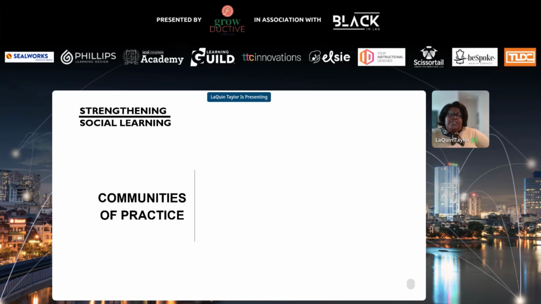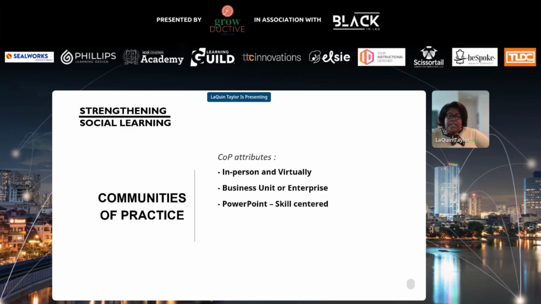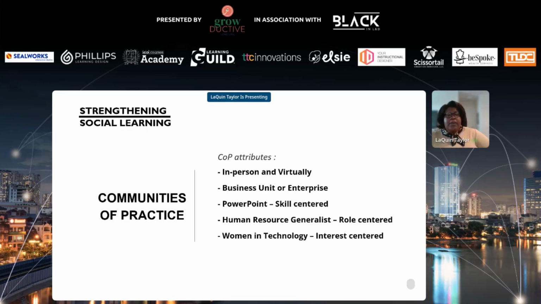And so here are some attributes you might find associated with a COP. They could occur in person as well as virtually. They could serve a business unit or the entire enterprise. They could focus on a skill like PowerPoint, or a role like human resource generalist, and even an interest like women in technology.